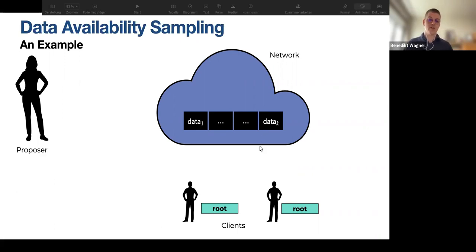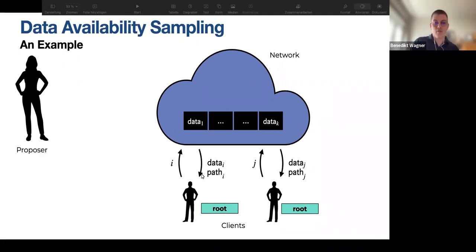Now, to check that the data is available, the clients will query the network. They will sample an index randomly, for example, this index i, and then they get back from the network the i-th data chunk and an authentication path that convinces them that this data is consistent with the root. And here we already see why we need this Merkle root. We need it to make sure that both clients get consistent responses. This is an important aspect. We will have that all the time.